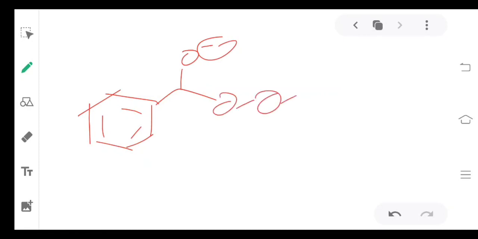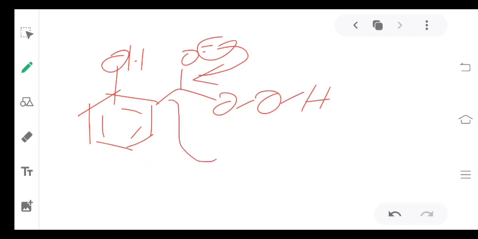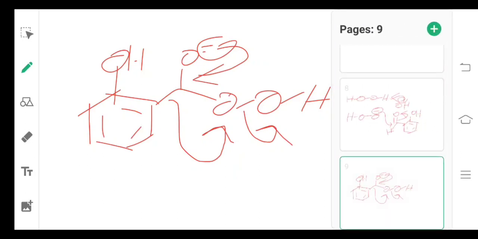Please pay attention. Here we are having O minus, O minus, OH. Now students, this O minus will again form a double bond with this carbon, and this benzene ring will migrate to this carbon and this OH will get cleaved. A rearrangement reaction will take place. It is just an example similar to the benzilic rearrangement, but it is not a benzilic rearrangement. You can relate it with the benzilic rearrangement.